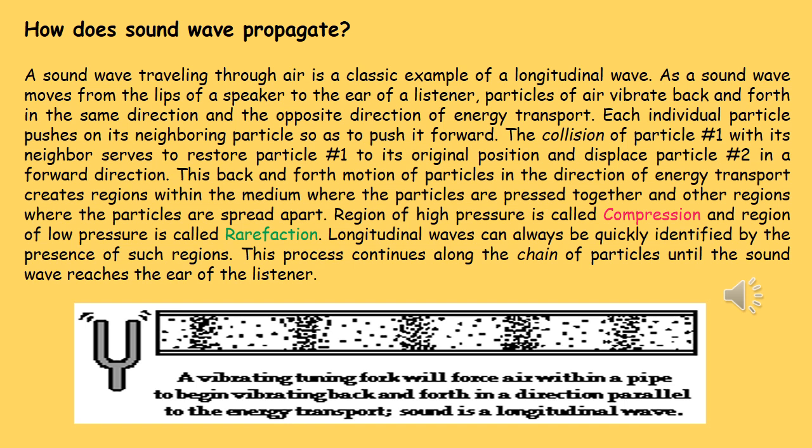Region of high pressure is called compression and region of low pressure is called rarefaction. Longitudinal waves can always be quickly identified by the presence of such compressed and rarefied regions. This process continues along the chain of particles until the sound wave reaches the ear of the listener. The entire process is shown by the figure below.